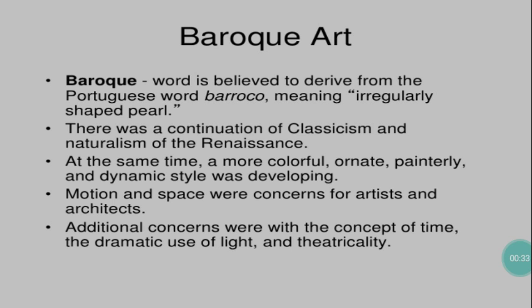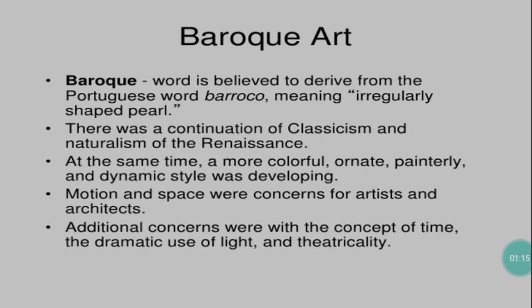Saan nga ba nagsimula yung word na Baroque? So, the word Baroque is believed to derive or nagsimula daw from the Portuguese word na Barroco. Ibig sabihin daw po is irregularly shaped pearl. So, ano pa? There was a continuation of classicism and naturalism of the Renaissance. Ibig sabihin po, ito yung kasunod o kung ano man yung mga nagawa ng Renaissance art, pinagpatuloy nila yung iba't ibang uri ng mga elements na meron po sa art ng Renaissance.